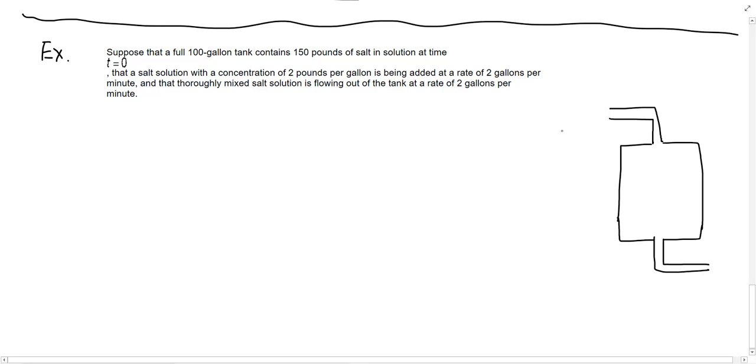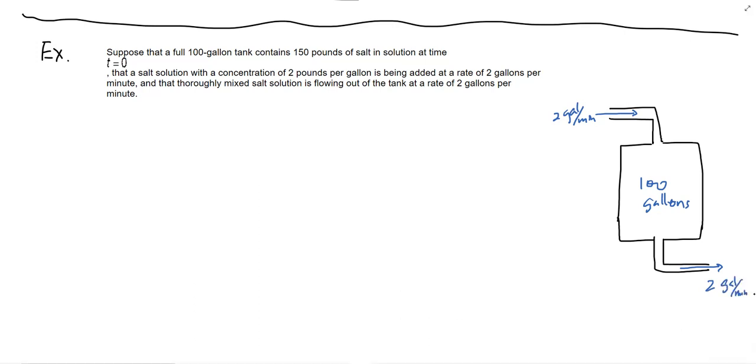So a solution goes into the tank, and this tank has 100 gallons of liquid inside. And then excess liquid flows out. How quickly the liquid is going in is 2 gallons per minute. To maintain the volume of the tank at 100, the liquid also exits at 2 gallons per minute.